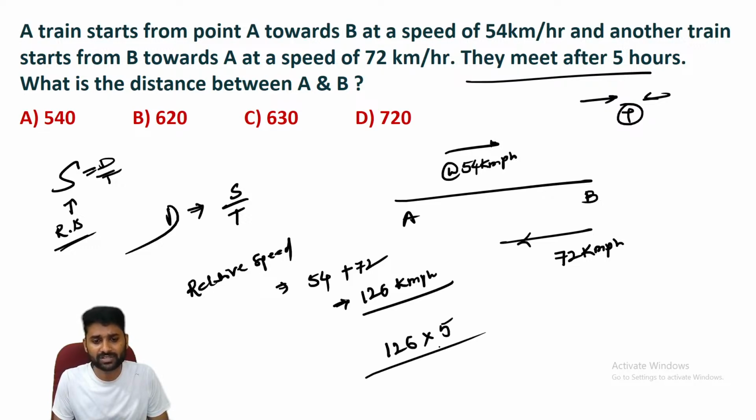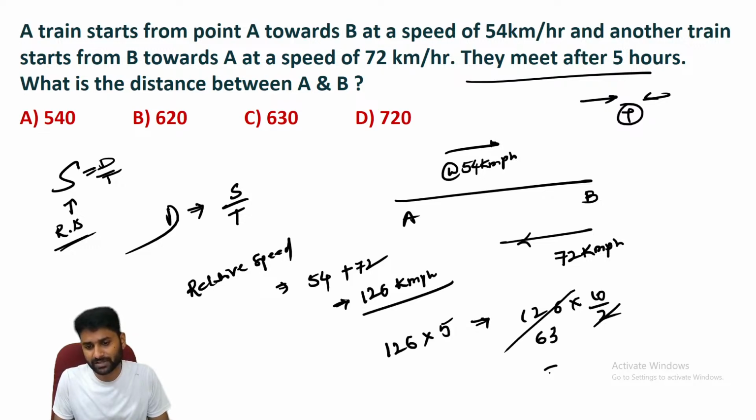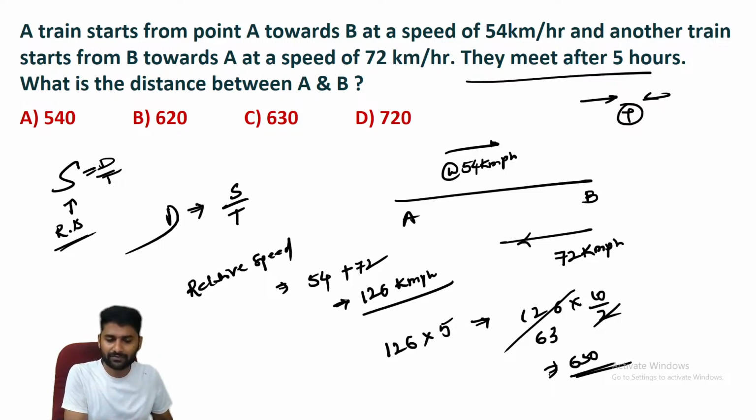For 5 hours, how much distance did they cover? Let's take this calculation. 126 times 5 can be taken as 126 times 10 by 2, which is a value of 63, and so on. It means one train covered a 5 hour journey, another train covered a 5 hour journey. In 1 hour, both covered exactly 126 kilometers. So in 5 hours, they covered exactly 630. It's all about relative speed. You should understand that.